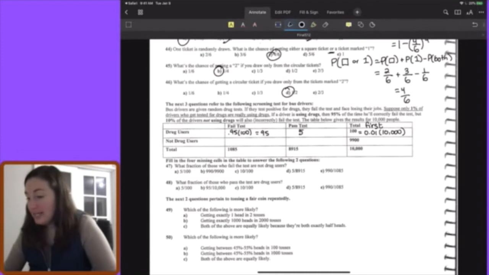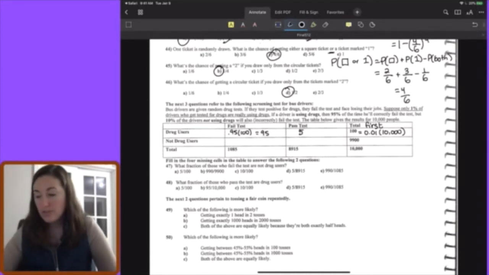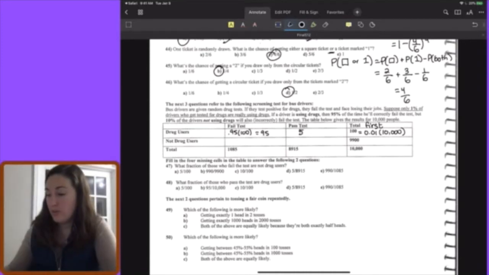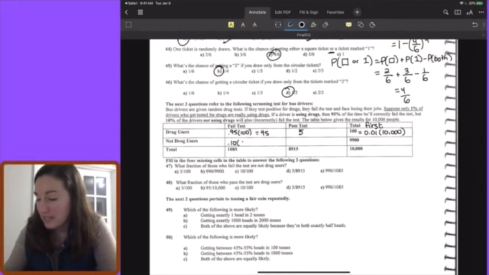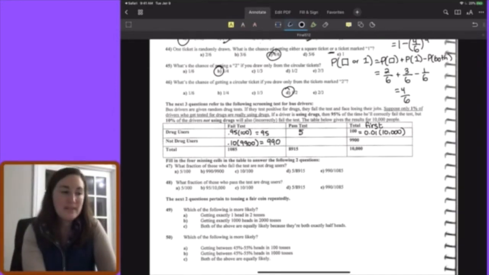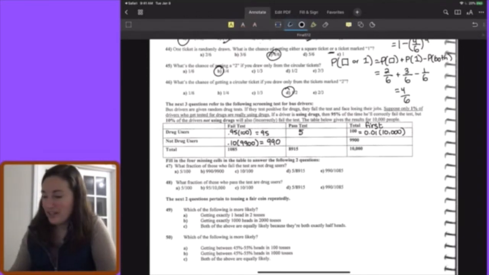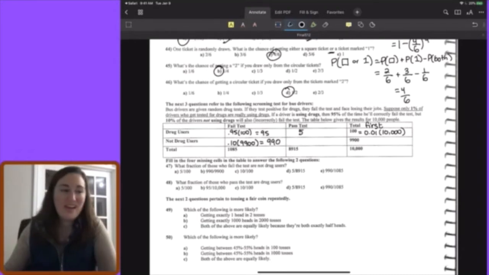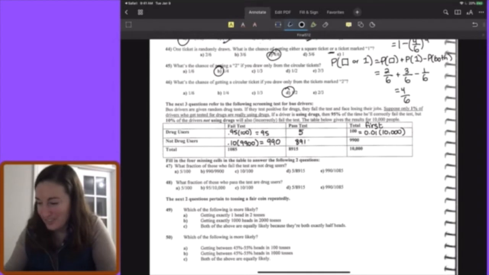And then it says 10% of the drivers not using drugs will also fail the test. So we have 9,900 not using drugs, and 10% will fail the test on accident. So this is 990. And then the rest of them, so 9,900 minus 990 is 8910.